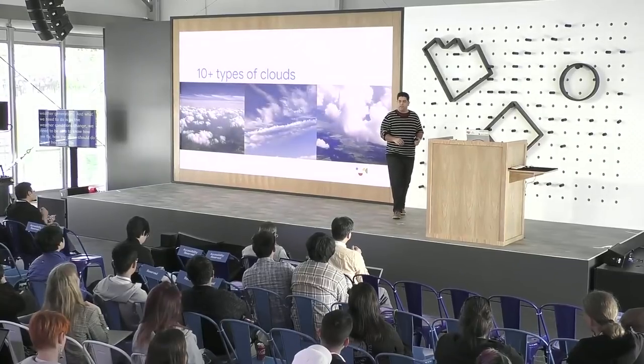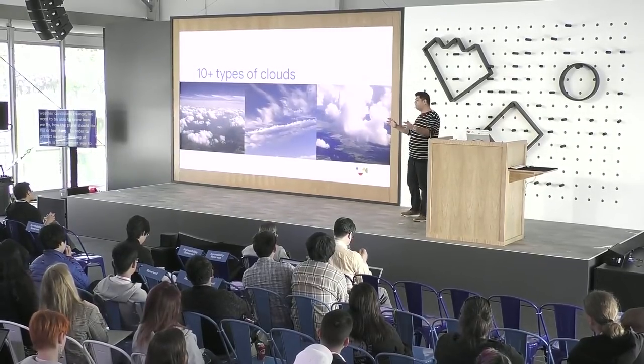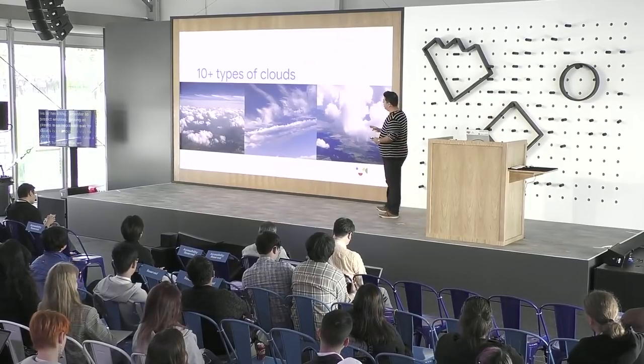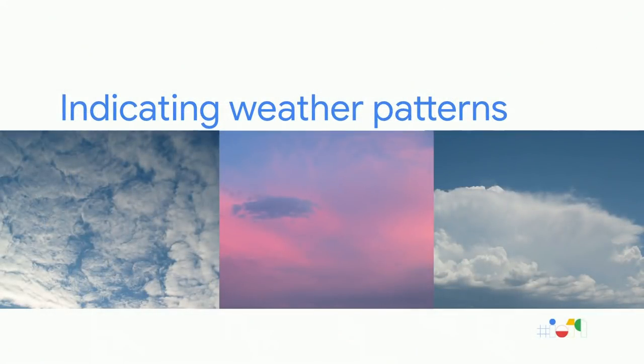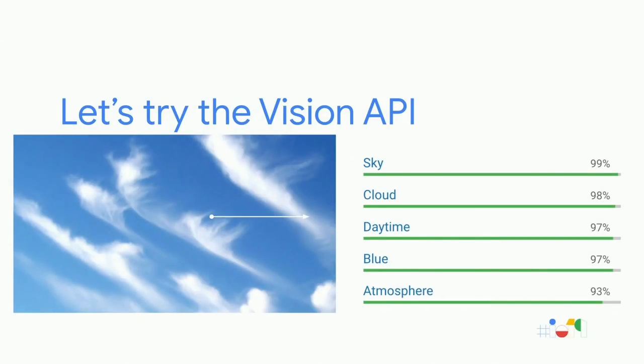Well, it turns out that in order to predict weather, looking at clouds is an important way to do it. And it turns out that we have a few categories of clouds, just a bit over 10. And when we look at those clouds, the type of cloud is a great indicator of weather patterns. But the problem is, if we use the Vision API that I just showed you right now, the Vision API gives us some useful information. Hey, you've got some clouds there. Hey, there's a sky. But it doesn't go to that level of detail that says what type of cloud it is, because these are general purpose machine learning models.